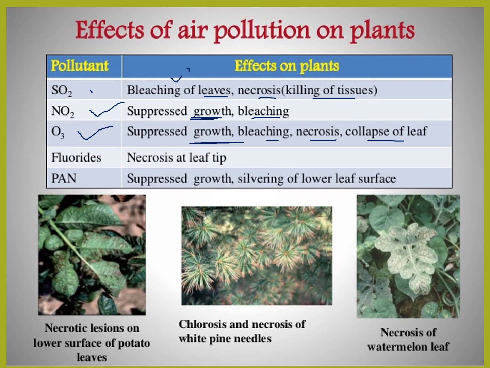the presence of ozone. Then if excessive fluoride is present, necrosis at the tip of the leaf may take place. PAN, that is peroxyacetyl nitrate, a secondary air pollutant, will also suppress growth and cause silvering of the lower leaf surfaces. Here are some of the figures: necrotic lesions on the lower surface of potato leaves, so this killing of tissue takes place. Chlorosis means reduction in the chlorophyll content, and necrosis of the watermelon leaf is shown in this figure.